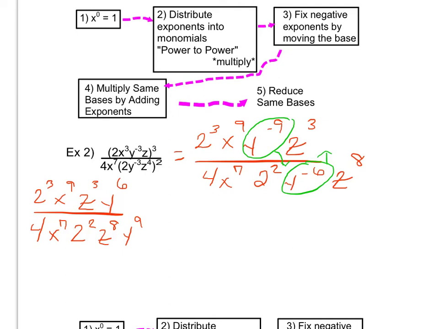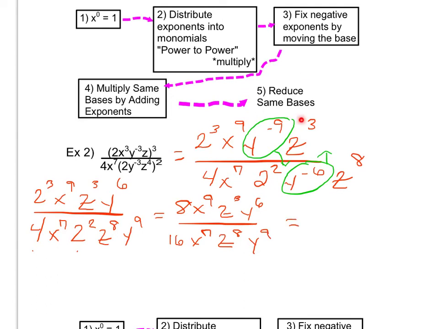X, z, and y are all different bases. On the bottom, I have a 4 and a 2 squared. Well, I know 2 squared is 4, so technically I have 4 times 4, which is going to give me 16. And then again, that's my only base, so I'm going to have 8 on top, x to the 9th, z cubed, y to the 6th, all over, again, 4 times 4, so 16, x to the 7th, z to the 8th, y to the 9th.